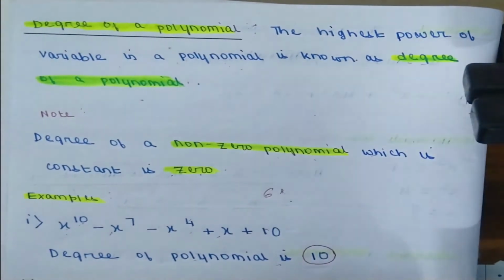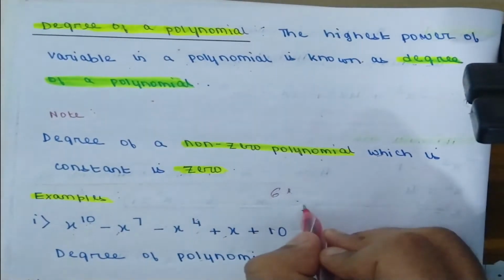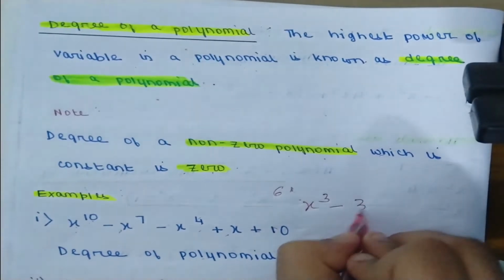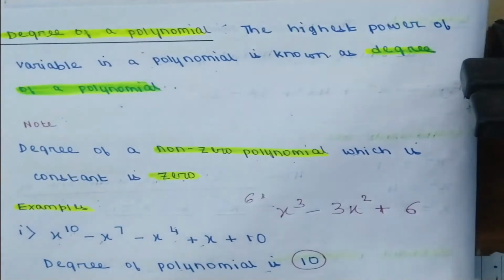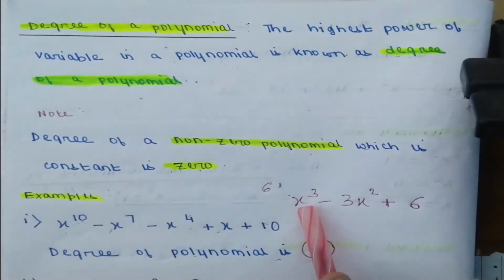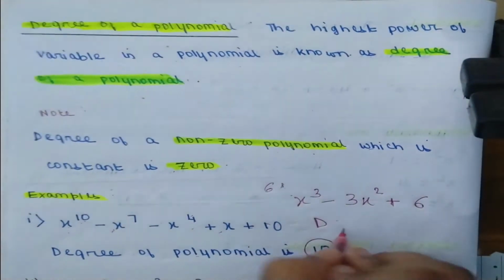Another example: if we take x to the power 3 minus 3x square plus 6, here the highest power of the polynomial is 3. So the degree is equal to 3.